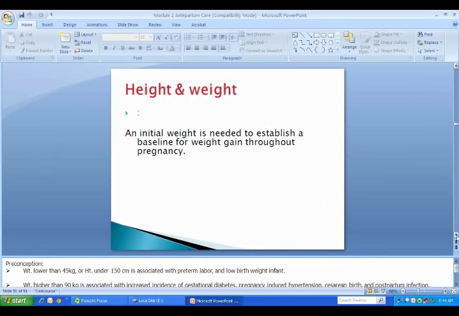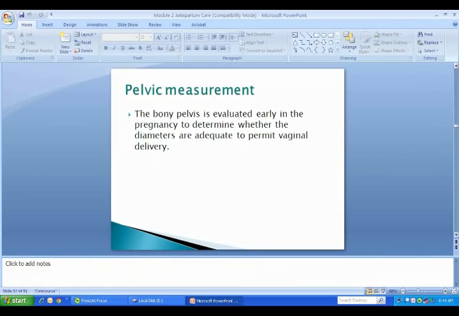Height and weight, again, that's important because we're going to make sure she is gaining adequate weight through the pregnancy. And also, if she suddenly starts putting on some edema, like in preeclampsia, we will see a sudden weight gain. Also, the provider will check the pelvis to see if it can accommodate a full-term fetus.